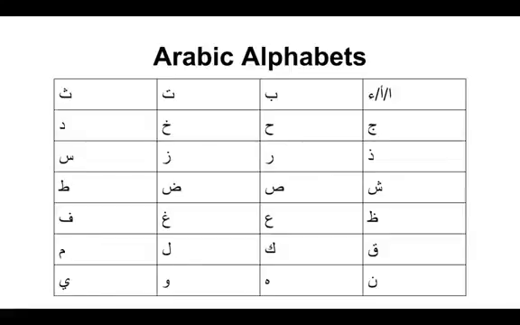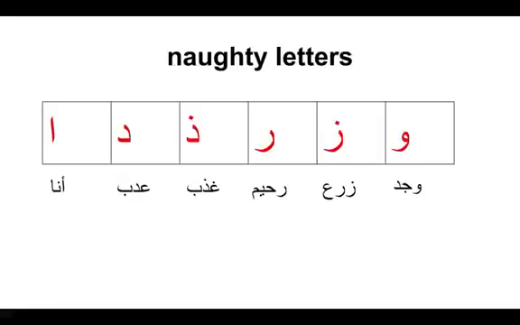These letters, what we call naughty letters, when they come in a word, everything stops. They act like a full stop, but it's not a full stop. It's just that no letter can be joined after them. So what are those letters? Those letters are here. It's called Waw, Zay, Ra, Dal, Dal, and Alif.